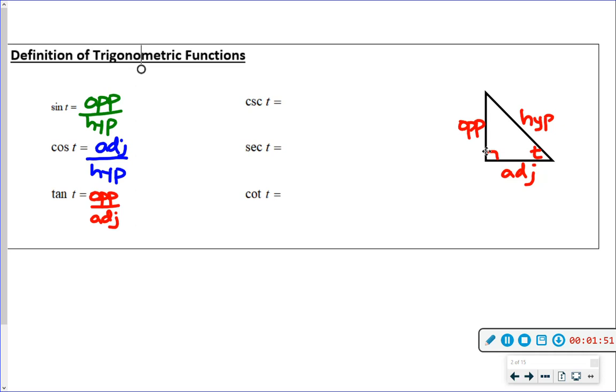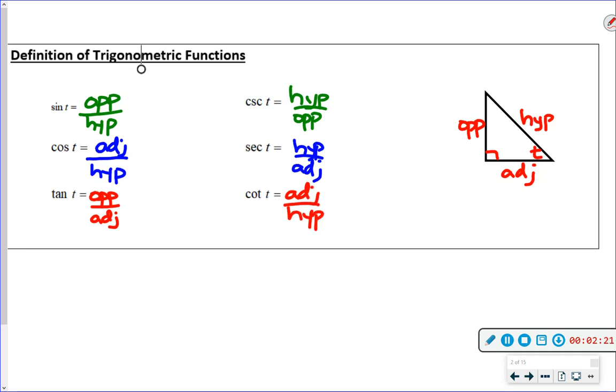They are the reciprocals of sine, cos, and tangent, meaning, and they are paired up in order for a specific reason. The reciprocal of sine is cosecant. So cosecant is hypotenuse over opposite. Cosine, the reciprocal secant. So I'm going to do, of course, hypotenuse over adjacent. So cotan, of course, adjacent over opposite.